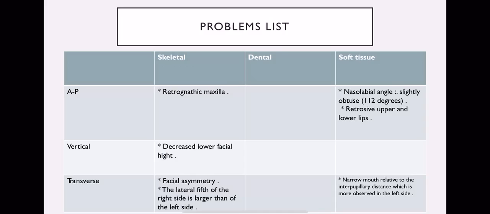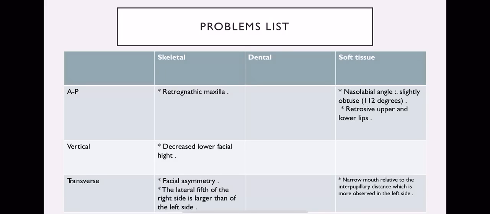The problem list, first of all, the anterior-posterior plane, skeletally we have retrognathic maxilla. Soft tissue, we have slightly obtuse nasolabial angle and retrusive upper and lower lip in relation to the Burstone line. Vertical plane, skeletally we have decreased lower facial height.